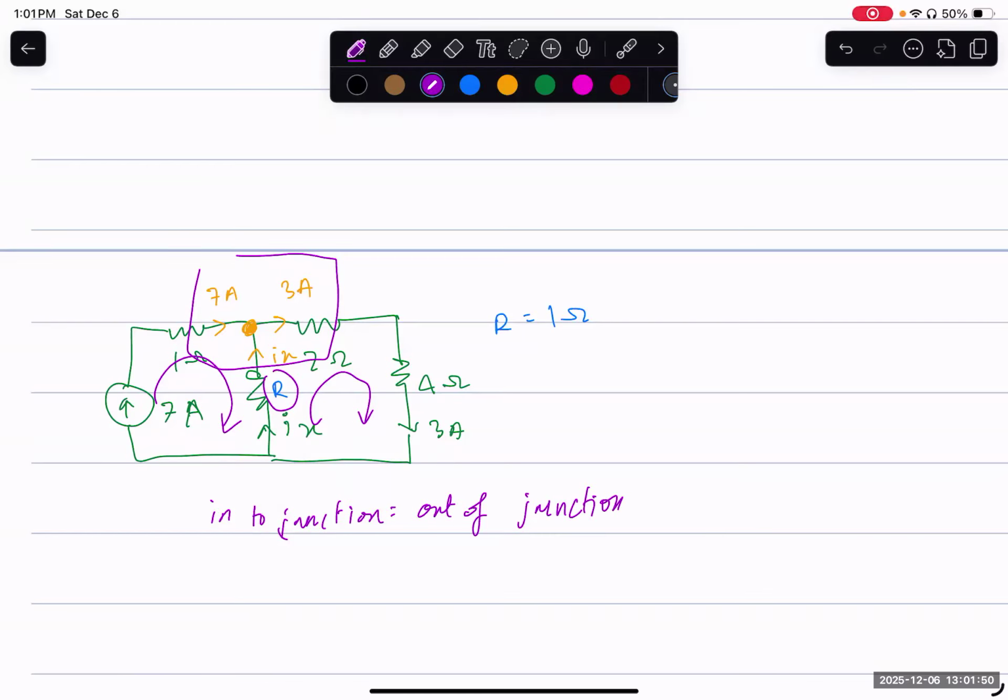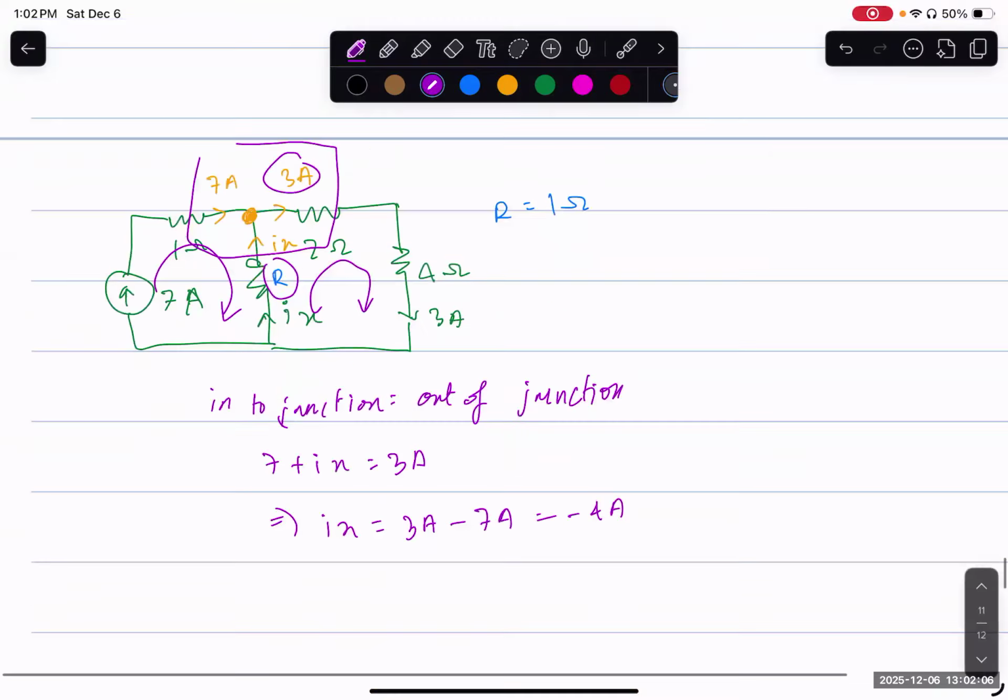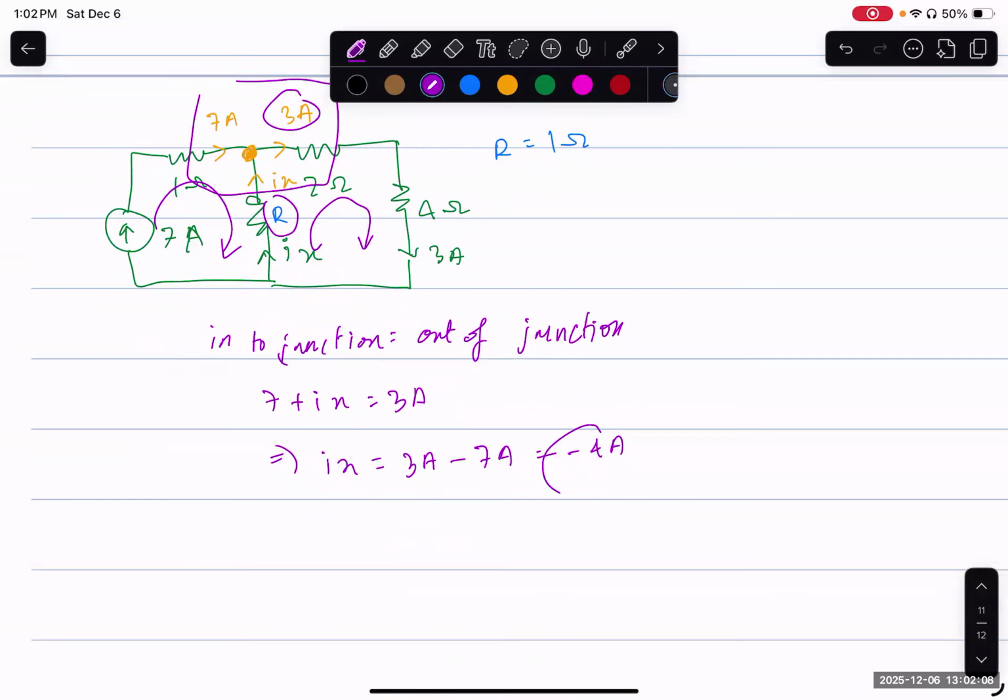So what's flowing in? 7 plus Ix, and flowing out is the 3 amps. So Ix would basically just be 3 minus 7 amps, which is negative 4 amps. And it's okay to have a negative here, which suggests that Ix will be flowing in the opposite way that it's being shown. So nothing to be concerned about for that. All right.